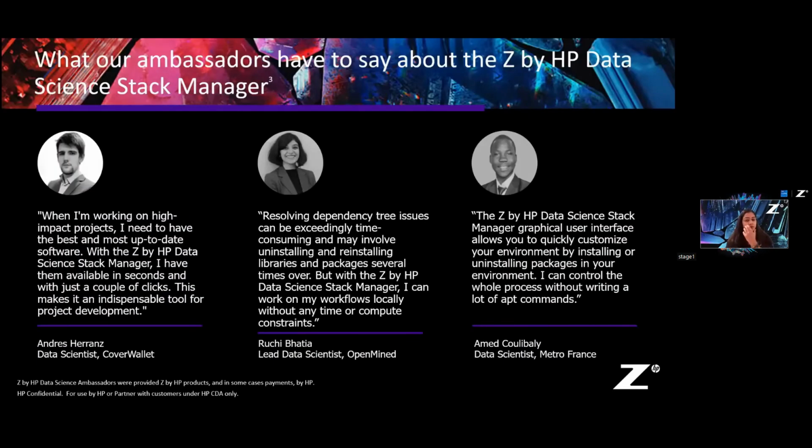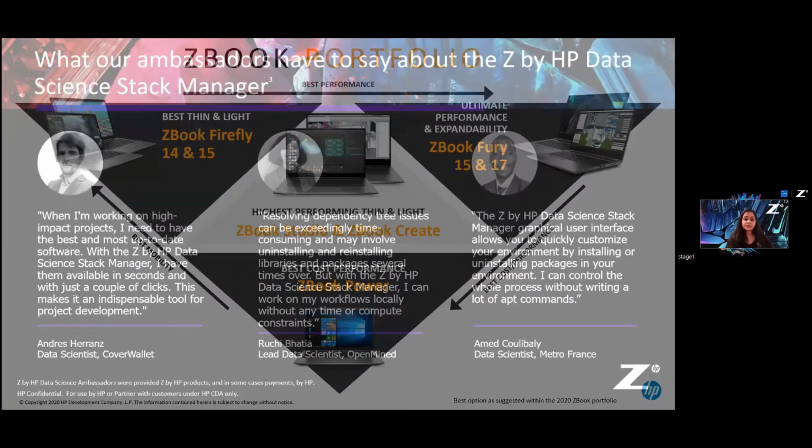So we have this ambassador program where whenever we launch some new product or new software, we have an actual team of data scientists across the globe from different organizations who work on these systems and give us real feedback on how it is and what their experience is. So this is some of their experiences with regards to WSL2, the data science software stack manager, or the Z by HP workstations.